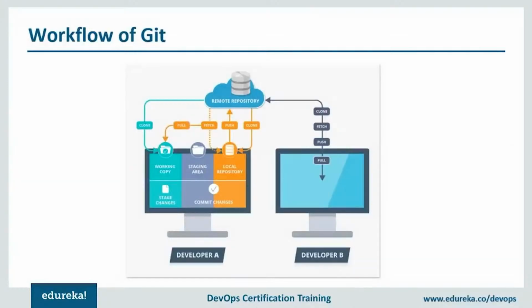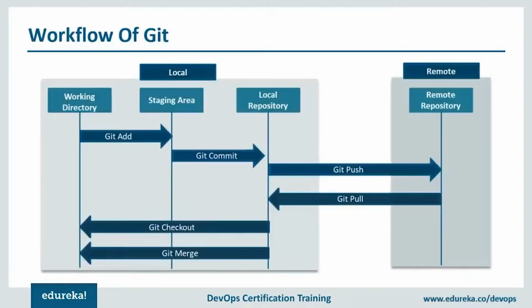So now that you have a basic idea of Git workflow components and the commands used, let's discuss the workflow now. So as you can see the diagram on the screen, I'm going to explain the workflow of Git through this diagram. So suppose I am a developer and this is my working directory. Now what I want to do is, I want to make some changes to the local repository. So since it is a distributed version control system, I have my local repository as well.